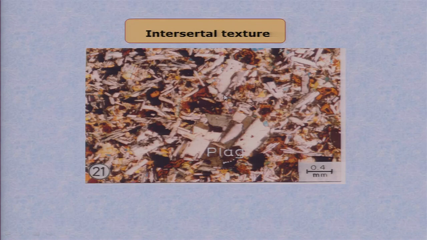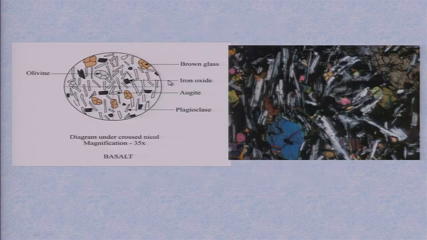Then I am citing another example of intersertal texture, but in a different rock. The rock here is basalt. Basalt contains plagioclase. These are the plagioclase grains, and adjacent to the plagioclase grains is a pyroxene grain. These two mineral grains are embedded within the glass, which is black in color, and this glass is interspersed, giving rise to intersertal texture.